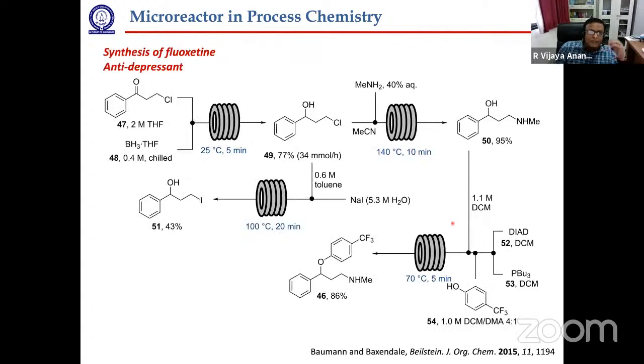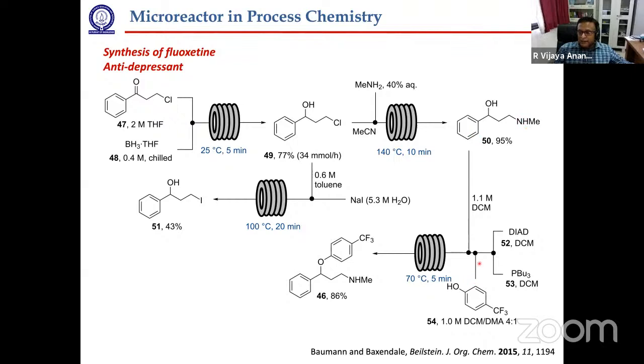Okay, so this is another important thing in process chemistry. This is the synthesis of fluoxetine, an antidepressant, and you can see here that not much purification is required. The first reaction is reduction, excuse me. And then the second one, from here to here, is a simple displacement reaction. The chlorine is displaced with amine.